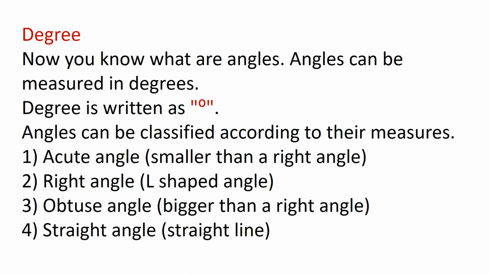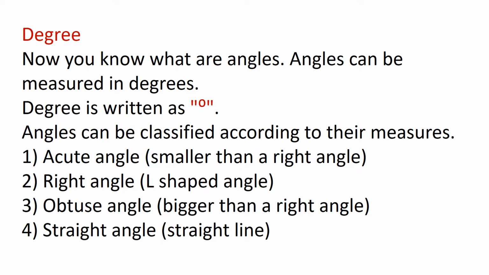Children, let us see what is a degree. Now you know what are angles. What are angles? Angles are formed when two rays meet at a common endpoint. Now angles can be measured in degrees. Degree is written as shown here. Now angles can be classified according to their measures.